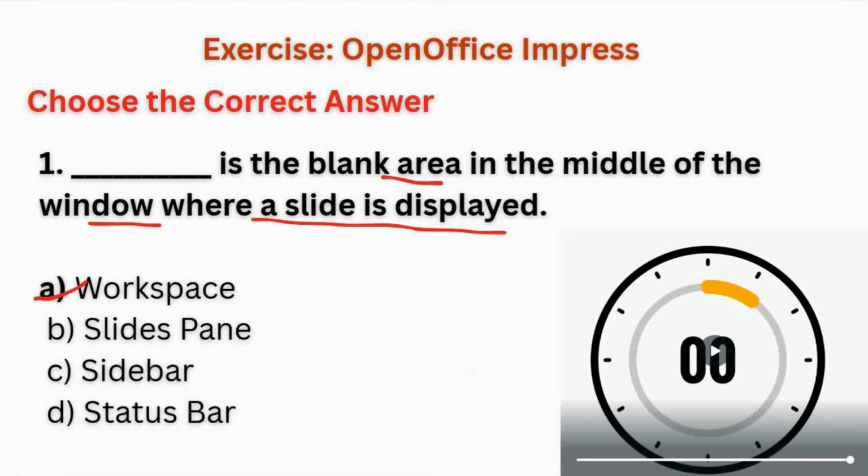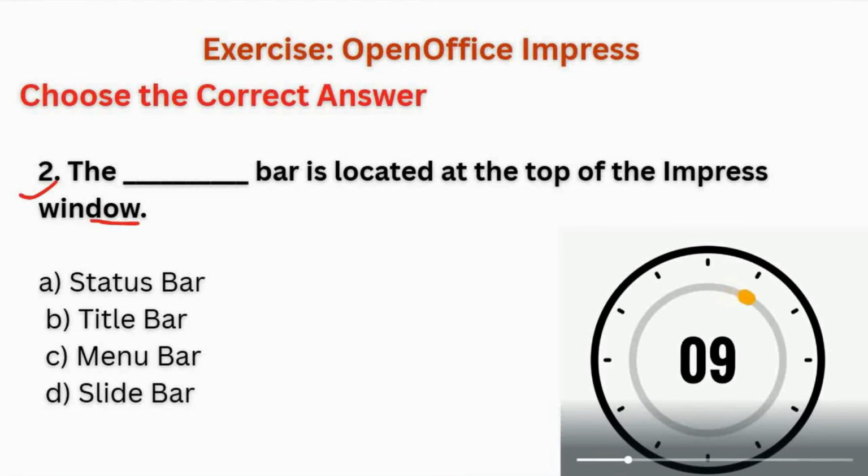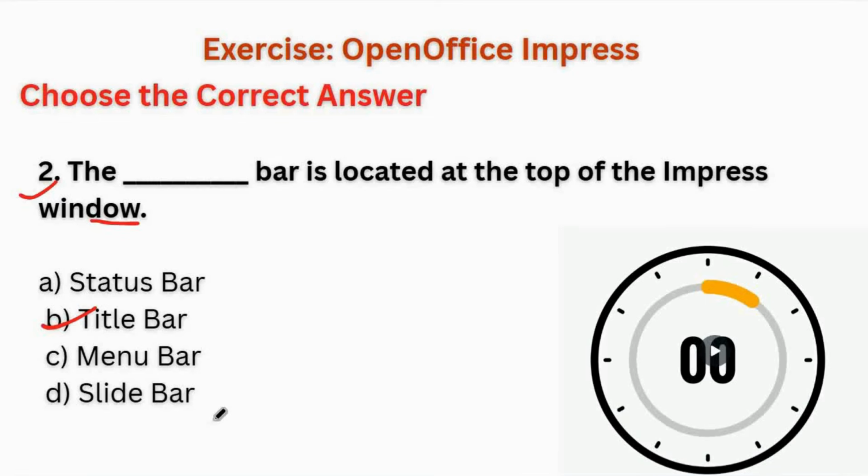Clap for yourself. Workspace. Now, next question. The blank bar is located at the top of the Impress window. Option A, status bar; option B, title bar; option C, menu bar; option D, slide bar. Choose the correct option. Your time starts now. 5, 4, 3, 2, 1, time up. The correct answer is title bar. The title bar is located at the top of the Impress window and represents the title or name of the presentation.